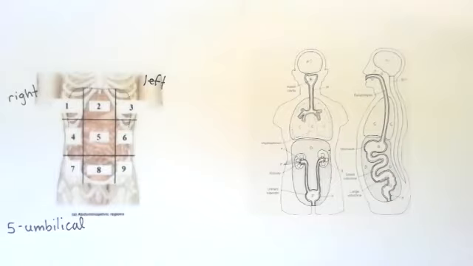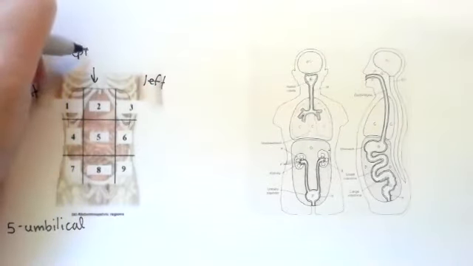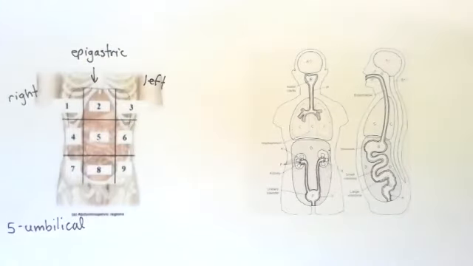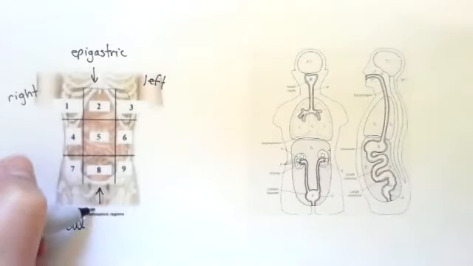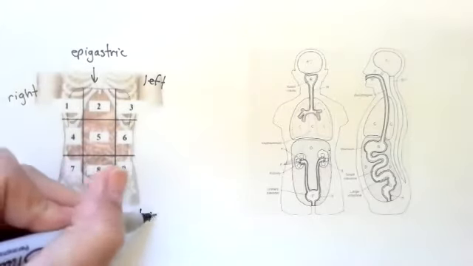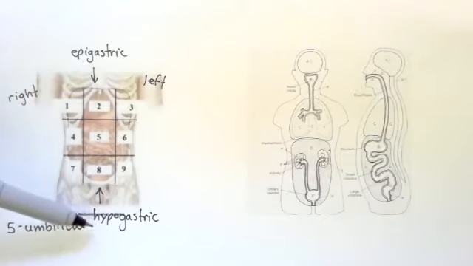Above that is the epigastric. So number 2 here is epigastric. And 8 is hypogastric. So gastro relates to stomach. Your stomach is here. So epi is above and hypo is below. So this is above the stomach and below the stomach.